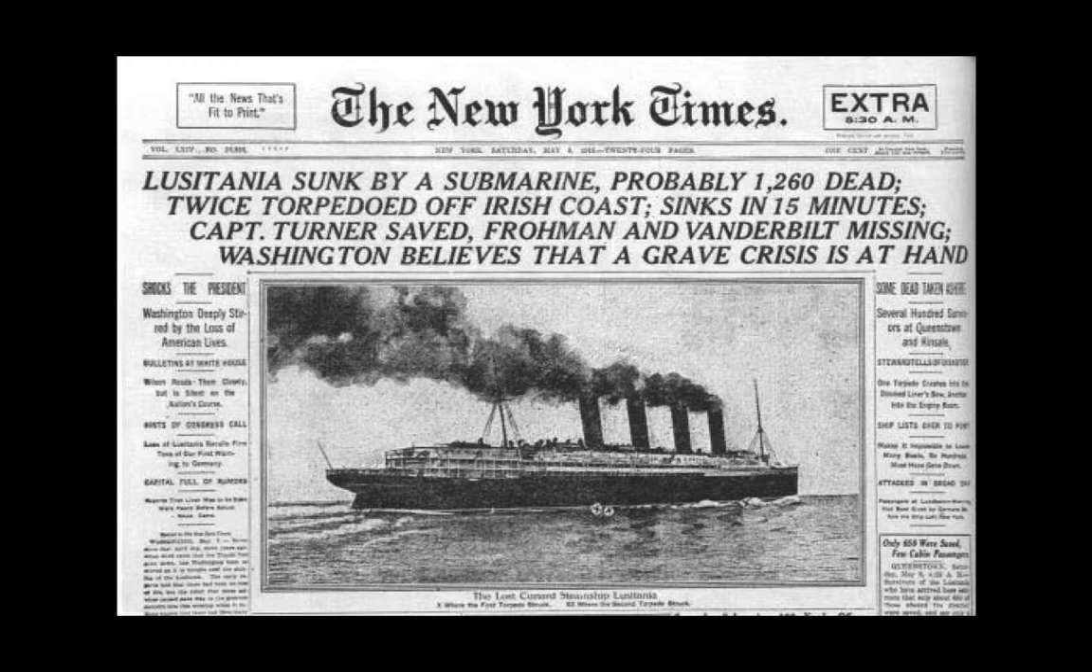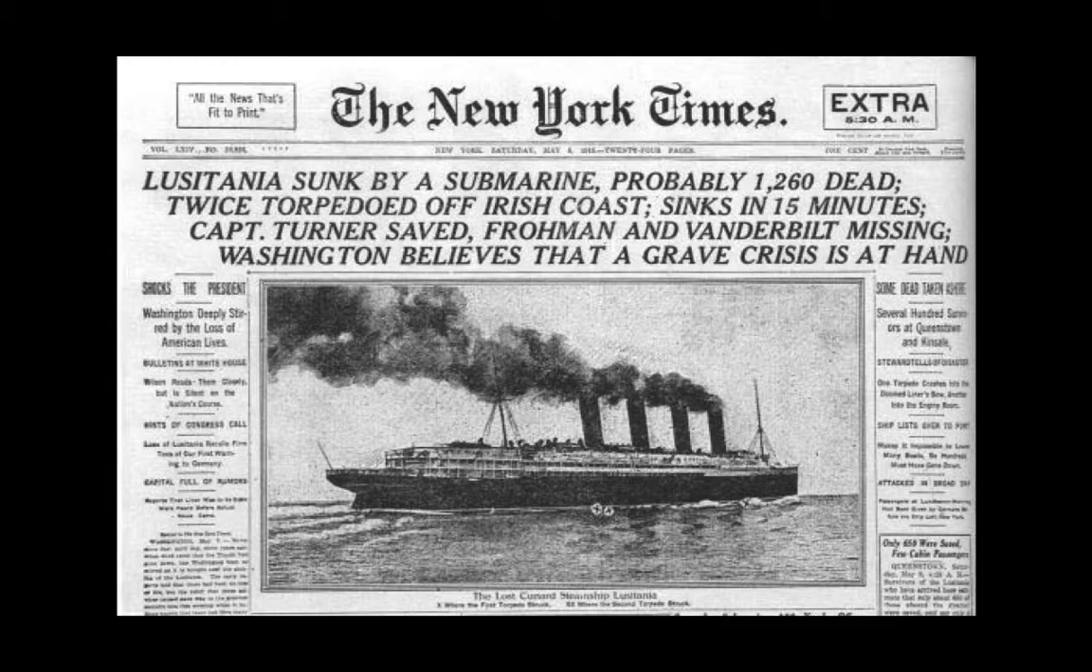All right, now we know that Germany actually ends up sinking the Lusitania. This is an actual newspaper article that appeared in the New York Times when the Lusitania was sunk. Now you have to understand that this is one of those after-the-fact things.